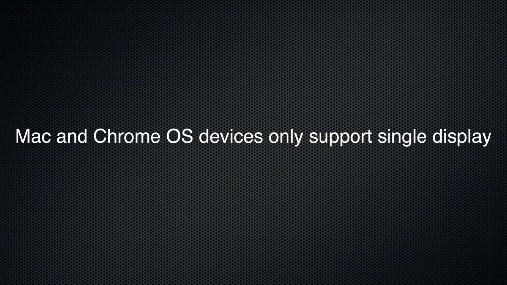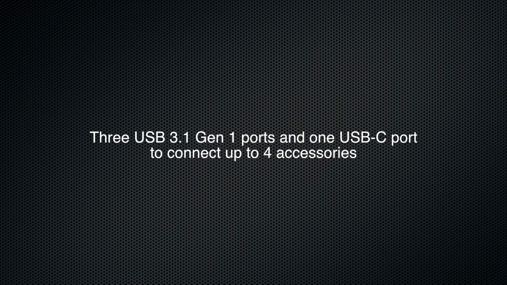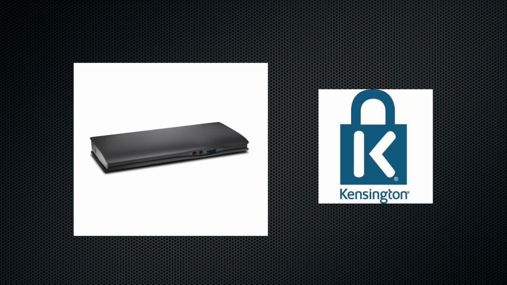Just a couple of things to note. On Mac OS and Chrome OS, this docking station only supports a single display, but it will do a 4K display up to 4096 by 2160 at 60 Hz through the HDMI port or the display port. It also has all of the USB ports being USB 3.1, and the front port is actually capable of doing the 2.1 amp fast charge for powering up a tablet or a smartphone. So that is actually a pretty convenient feature as well. Great on any desk and a great solution for docking your MacBook Pro to an external monitor.